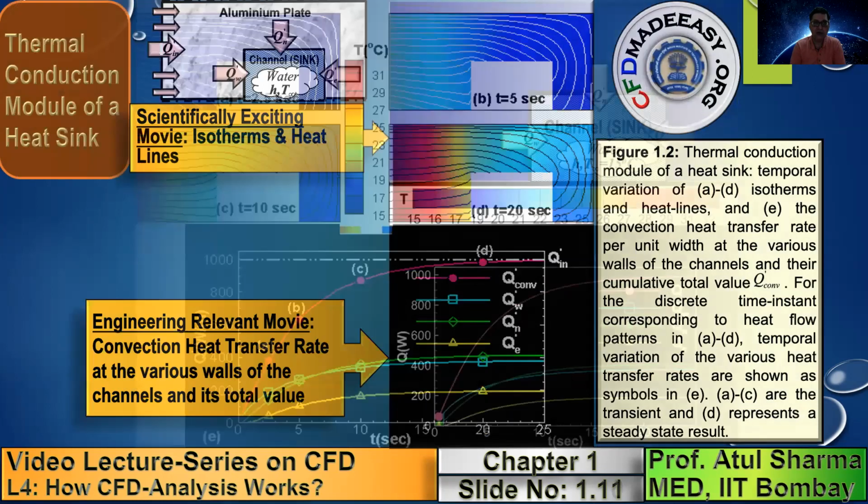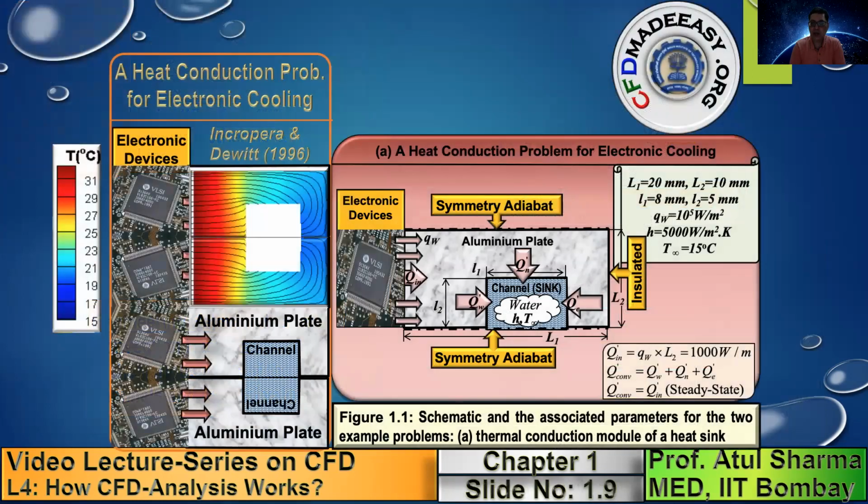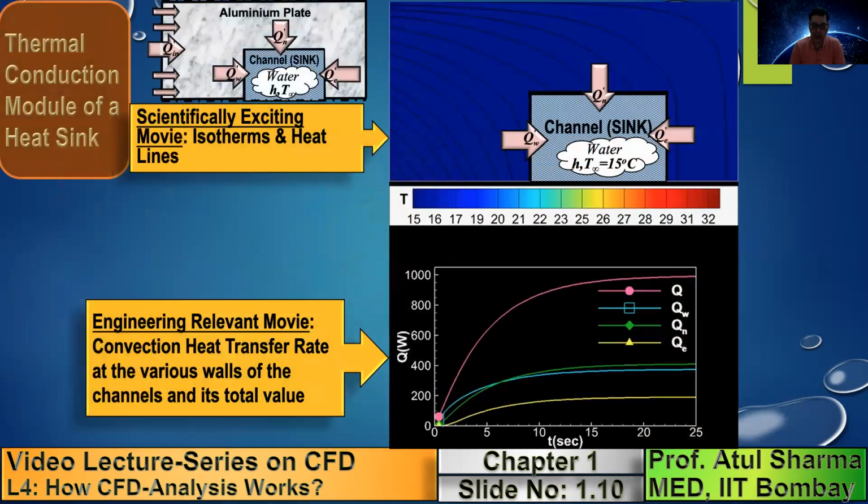I'll show you. Q in is equal to 1000 watt. Now you can see that the asymptotic value of the variation of this total instantaneous convective transfer asymptotes to that 1000 watt. So this corresponds to a steady state situation where the total amount of heat which is entering from the Q in becomes equal to the summation of all this.